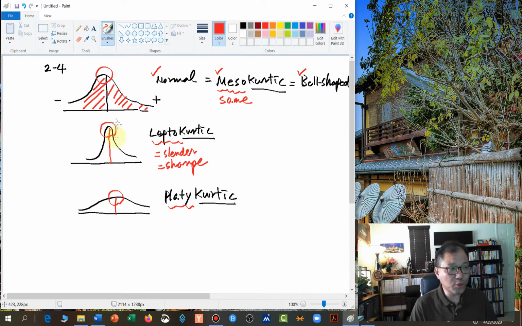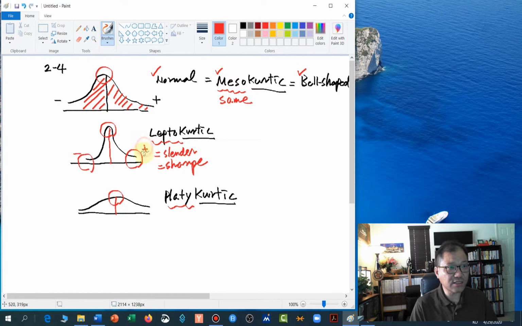This distribution looks like a normal distribution, right? A few outliers on the left side and on the right side. However, the middle section is relatively high. This distribution is called leptokurtic.